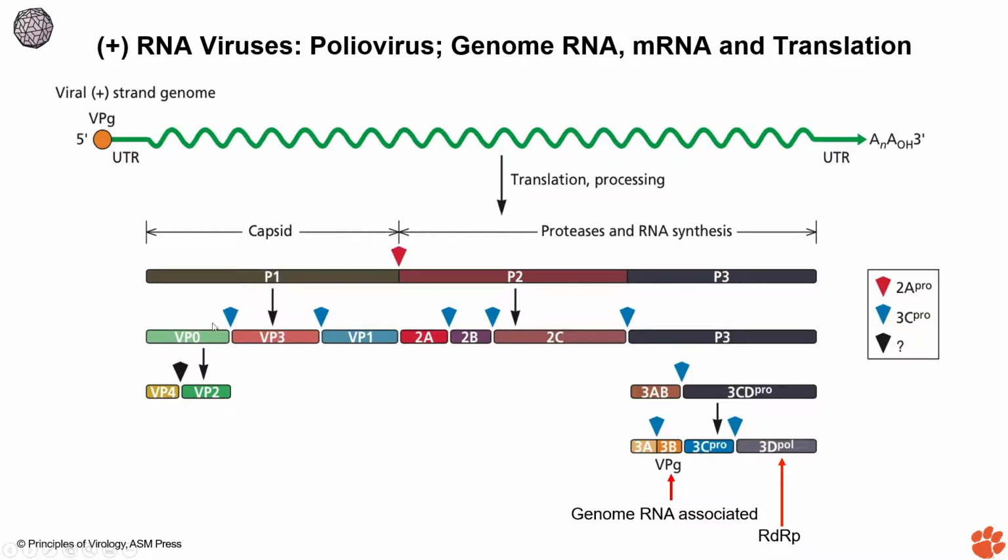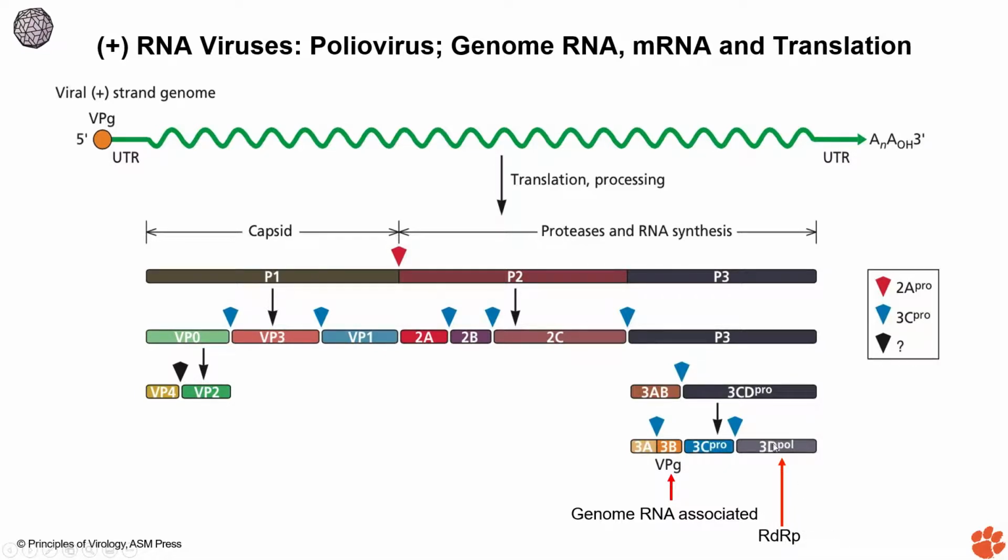So you can make this many proteins. Some of them are the viral capsid proteins, which are VP1, 2, 3, 4. Most of the others are the non-structural proteins. And right here, the 3D pol is the RNA-dependent RNA polymerase.